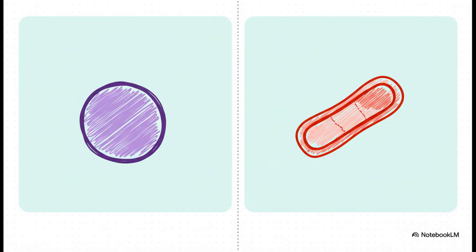Now, any good detective knows the first step is to narrow down the suspects. And in bacteriology, the first big move is to divide all bacteria into 2 main gangs, the gram-positives and the gram-negatives. The whole difference between them, it all comes down to their cell walls. And trust me, this is incredibly important.